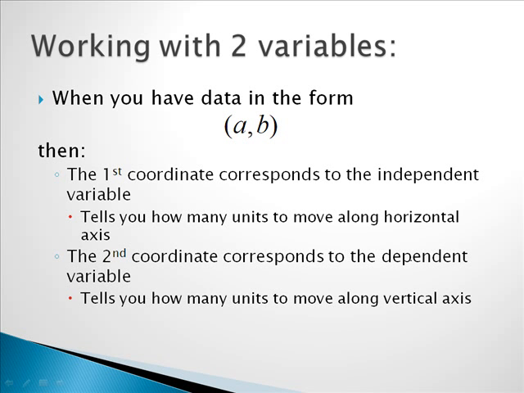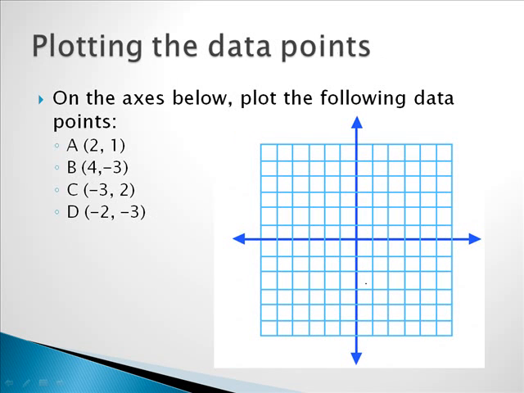If a is positive, we move to the right. If a is negative, we move to the left. For b, if it's positive, we move upwards, and if it's negative, we move downward. So let's get a bit of practice at this.